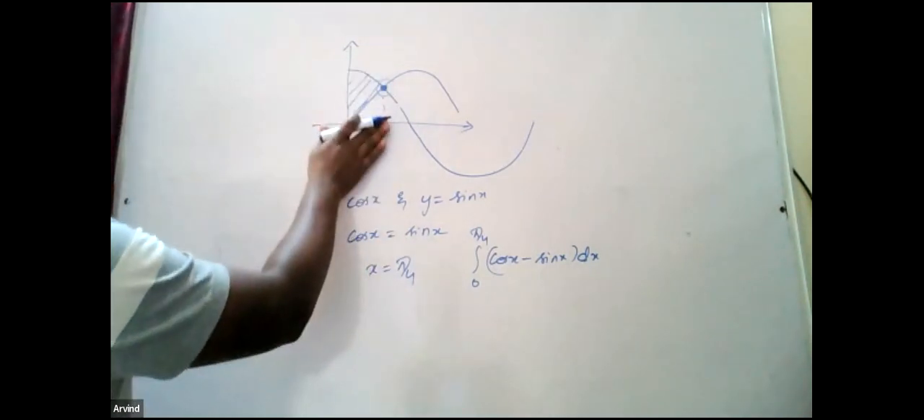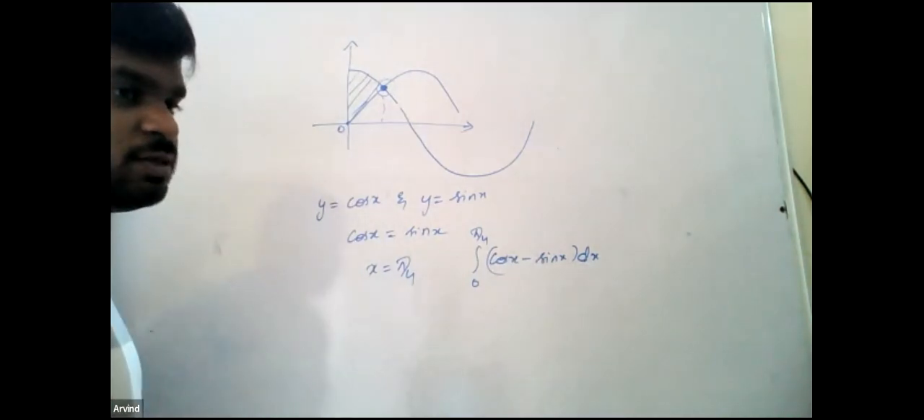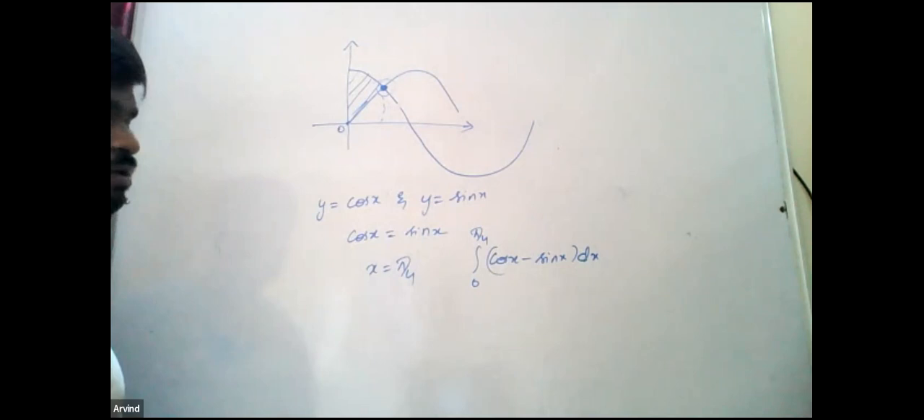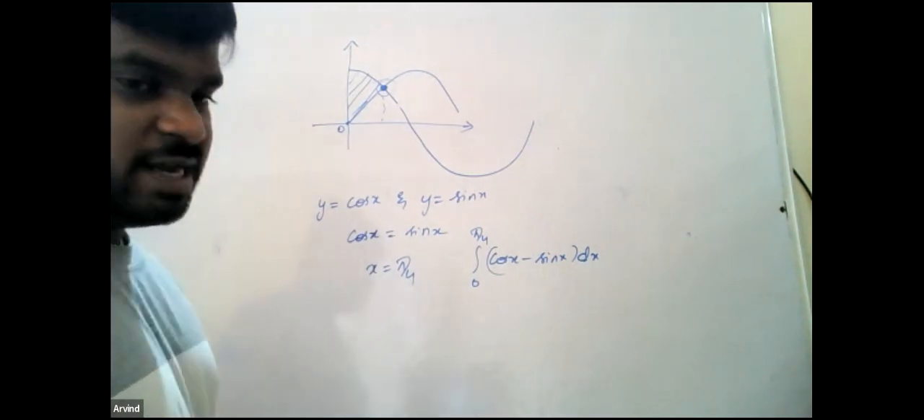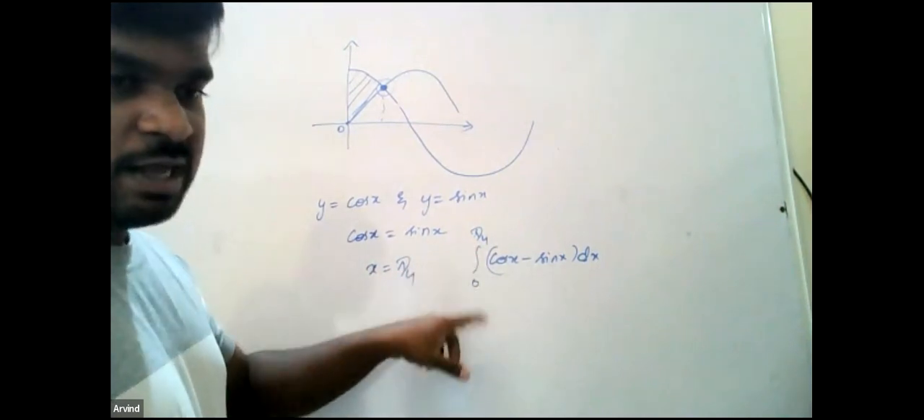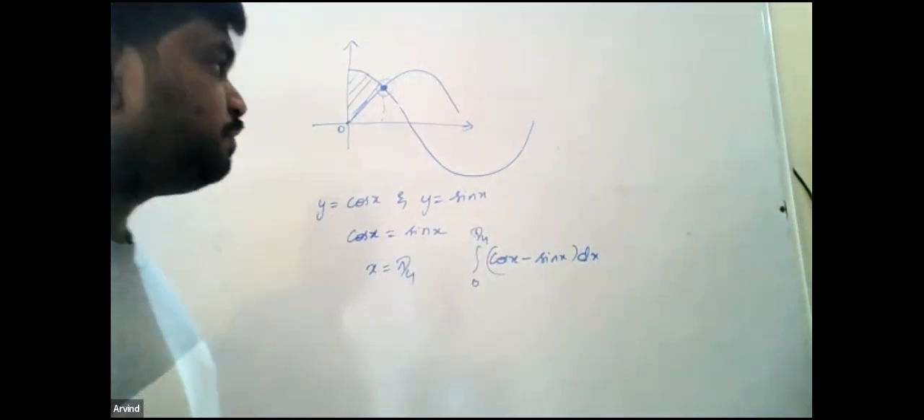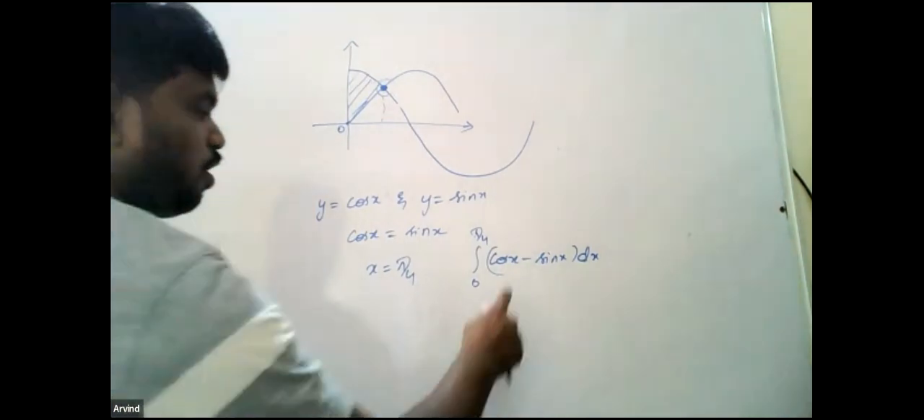So find the complete area and subtract, and you will get this. That's why, when finding the area between two curves f of x and g of x, you will always do f of x minus g of x, same thing. So this is very very simple. First what we have to do is find the limits. These are nothing but the points where they intersect. Okay. So 0 to pi by 4, cos x minus sin x.